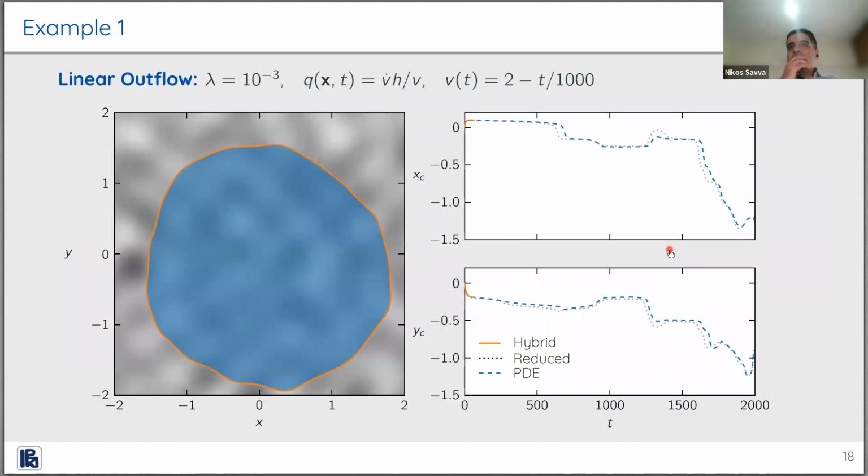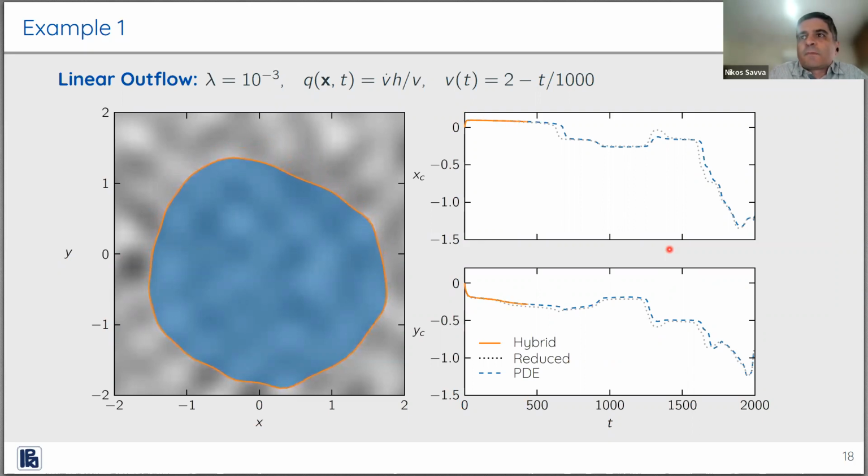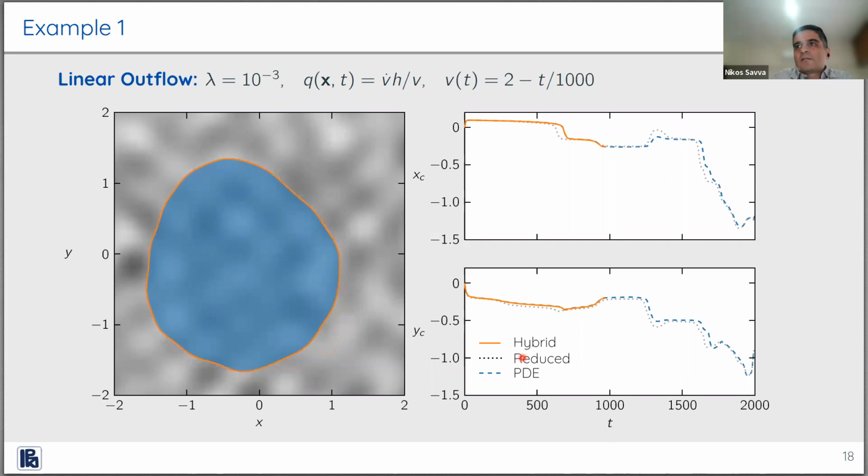So I'm showing a case where we have a linear outflow. So we have a droplet that loses mass in a linear fashion. We see that the hybrid model performs quite well, and it perfectly matches the behavior of the PDE, unlike the reduced model, which sometimes mistimes the dynamics, but it is still able to capture the dynamics quite accurately. So if you let this go long enough, you will see that it will completely trace the PDE solution.